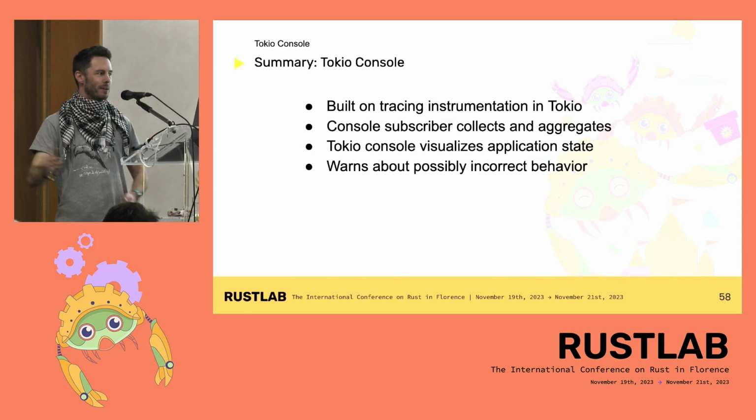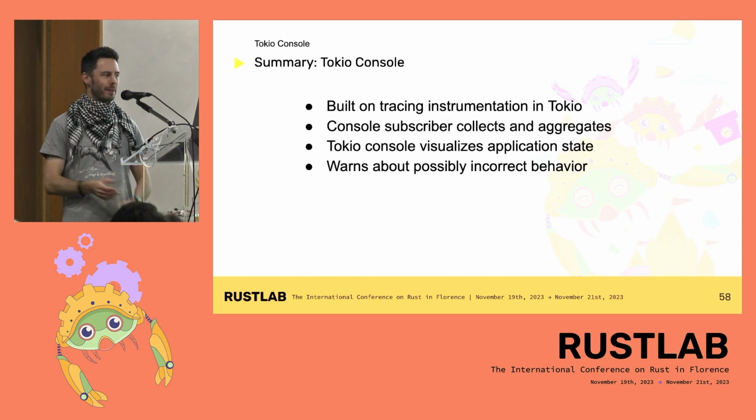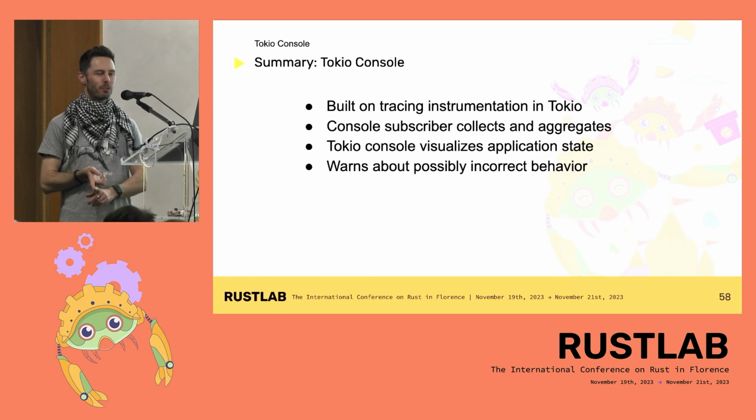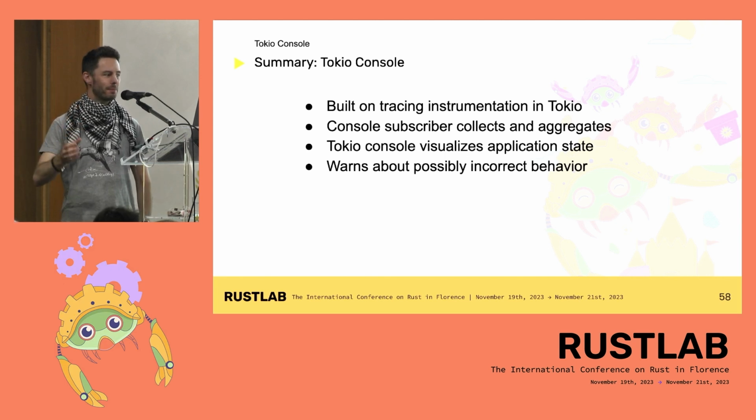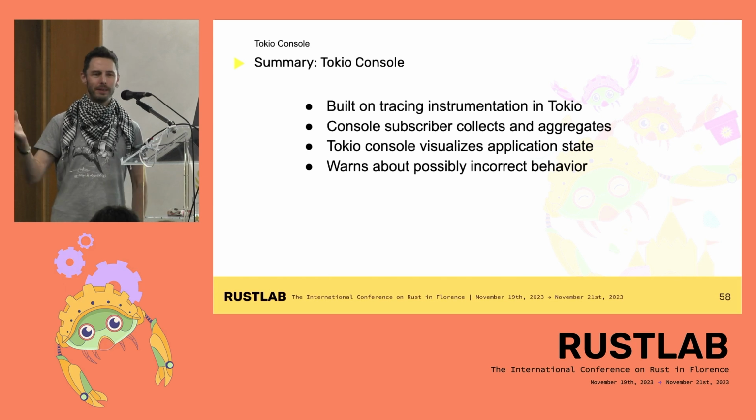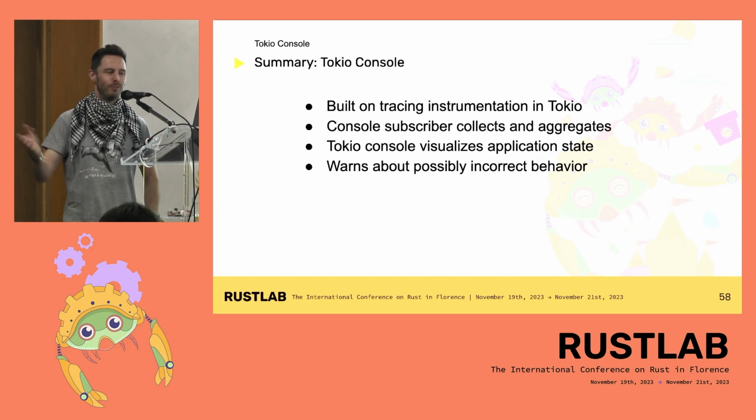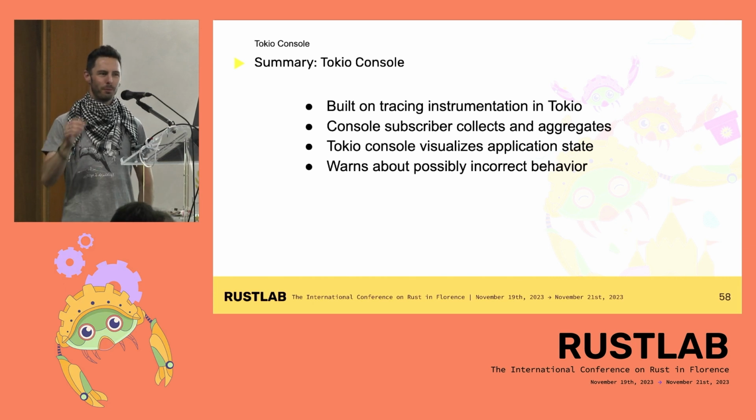So what have we learned about Tokio Console? It's built on the tracing instrumentation, which is already in Tokio. The console subscriber collects and aggregates information. Tokio Console allows you to visualize the application state, and it warns you about possibly incorrect behavior. I mean, you might want to do that. That's fine. You can ignore them. We don't have a way to ignore them. You have to do it yourself.